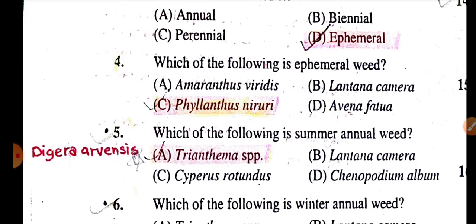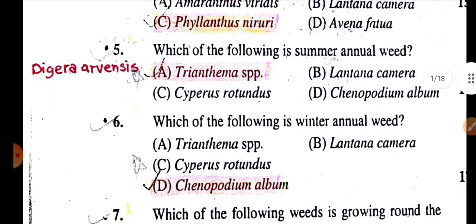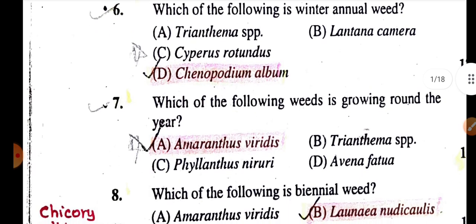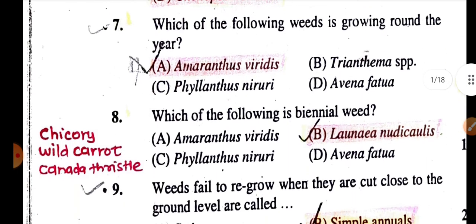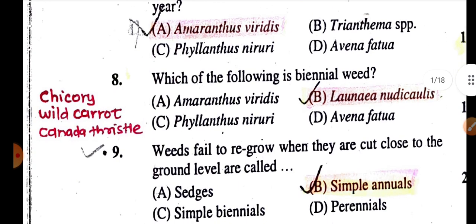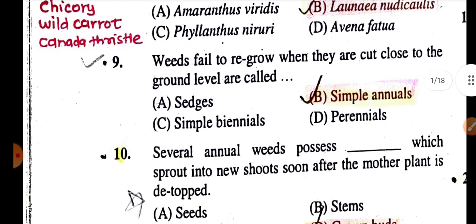Which of the following is an ephemeral weed? Phyllanthus niruri. Which of the following is a summer annual weed? Trianthema species and Digera arvensis. Which of the following is a winter annual weed? Chenopodium album. Which of the following weeds grows round the year? Amaranthus viridis. Which of the following is a biennial weed? Chicory, wild carrot, Canada thistles and Lunaria.